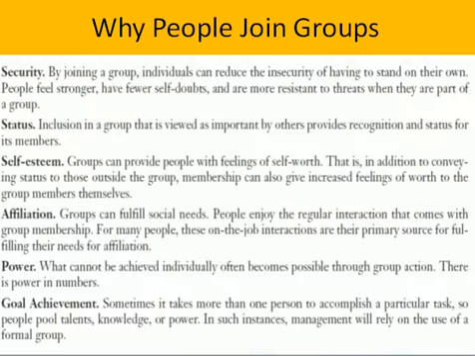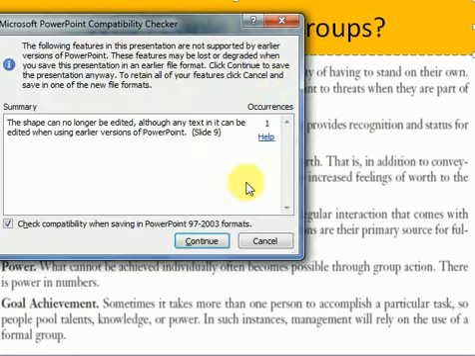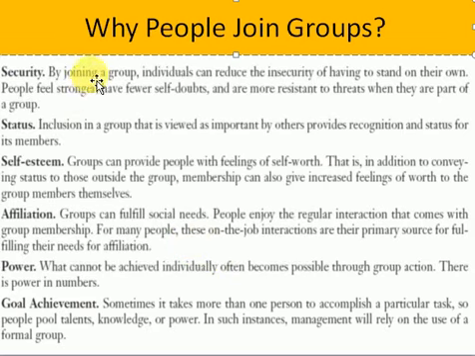Now, to make it clearer, about the previous question of why people join groups, let me talk about each one a little bit in detail. For example, the first we discussed is security. By joining a group, individuals can reduce the insecurity of having to stand on their own. People feel stronger, they have fewer self-doubts, and are more resistant to threats when they are part of a group. So joining a group means there is self-security. It means that you will feel secure being among the group.